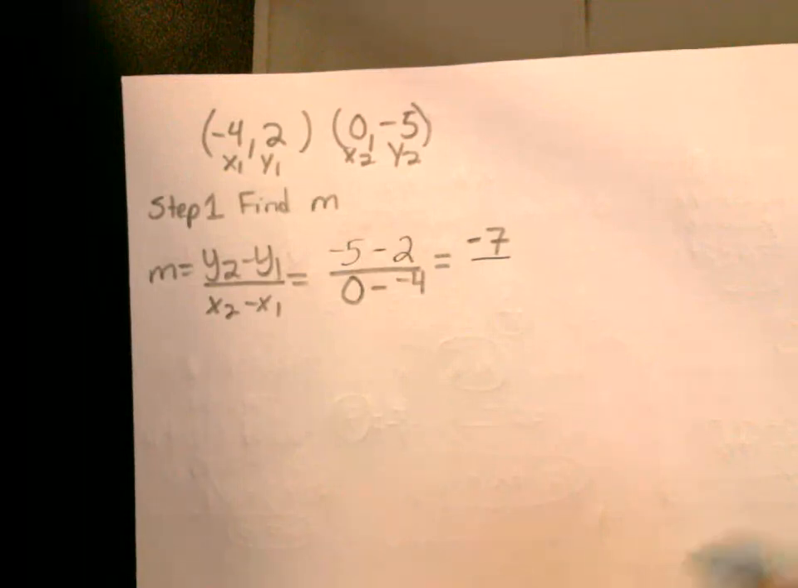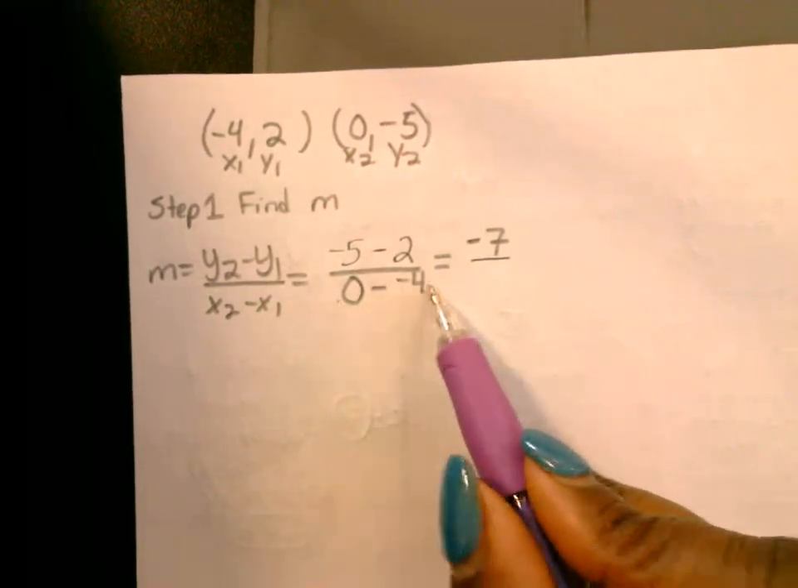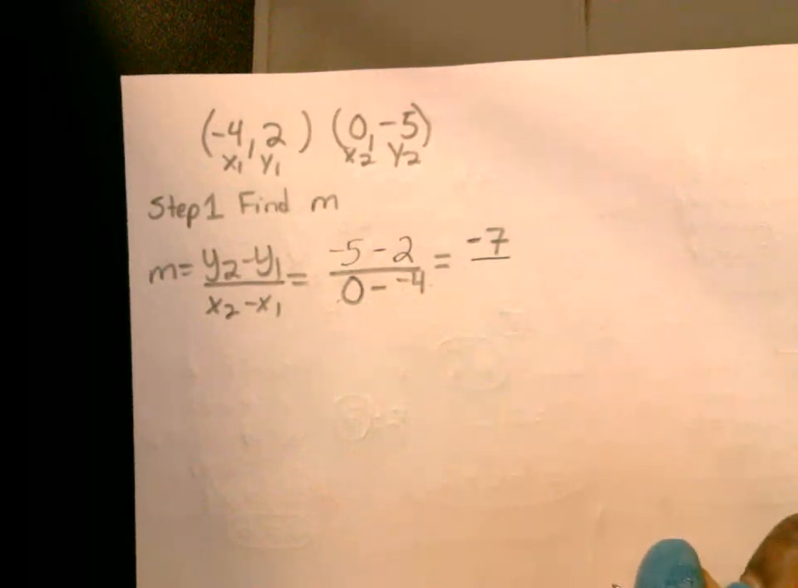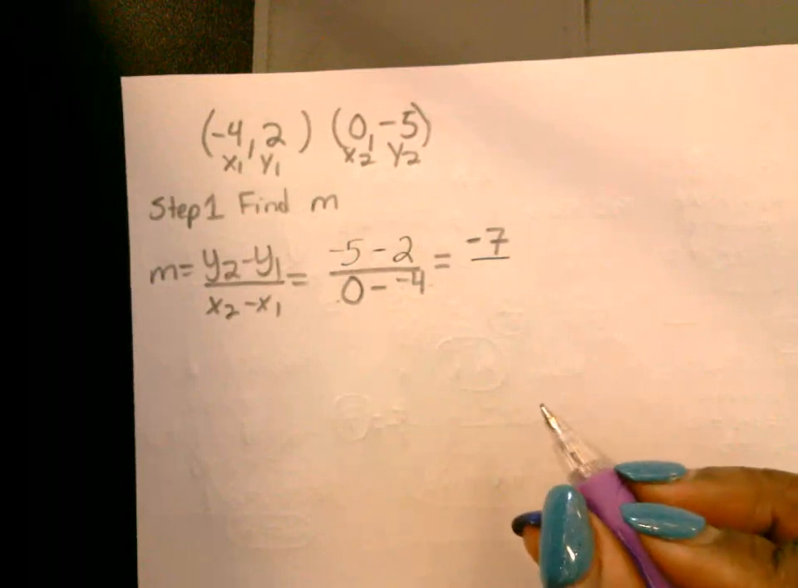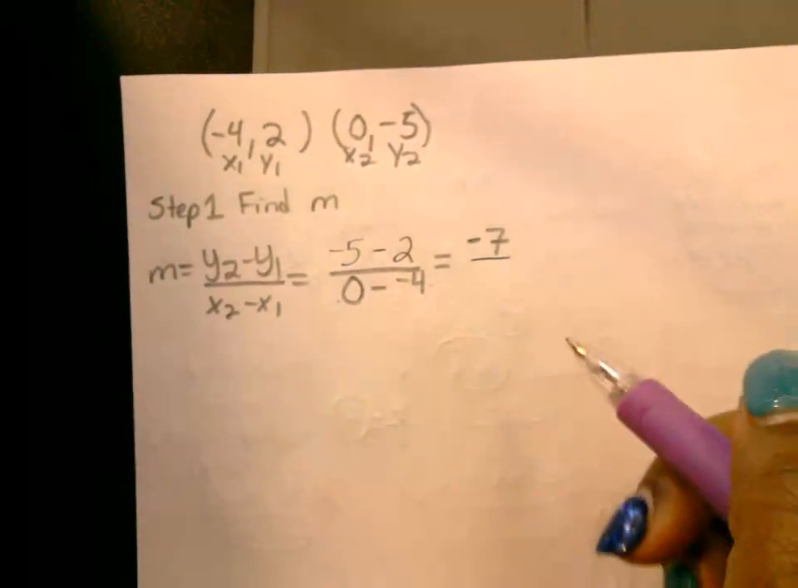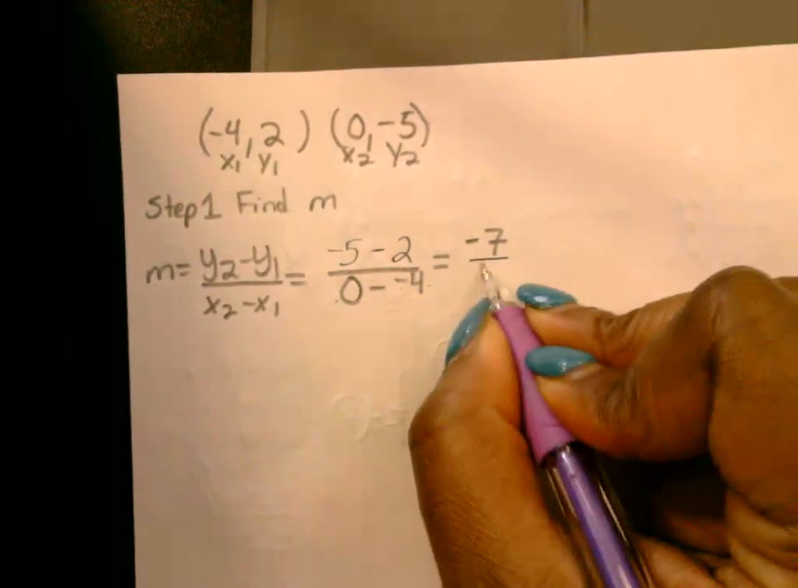What are we going to get on the bottom? What do we get on the bottom, Brent? 0 minus a -4. Haroon, what do we get on the bottom? No, not -2. Yes, baby. +4.